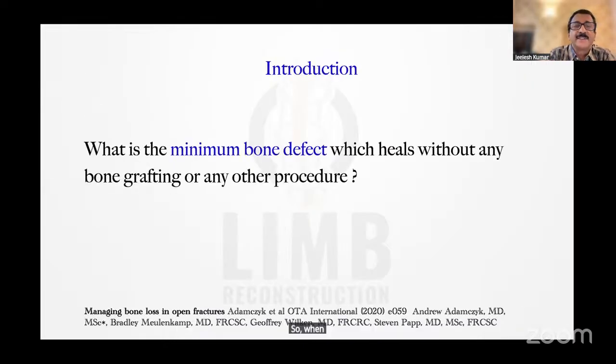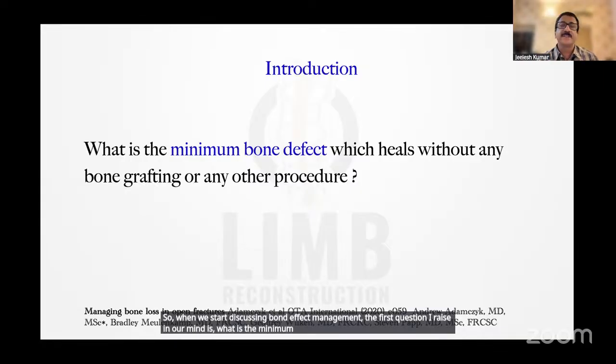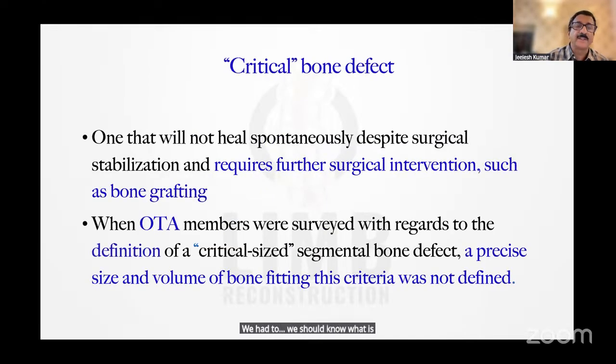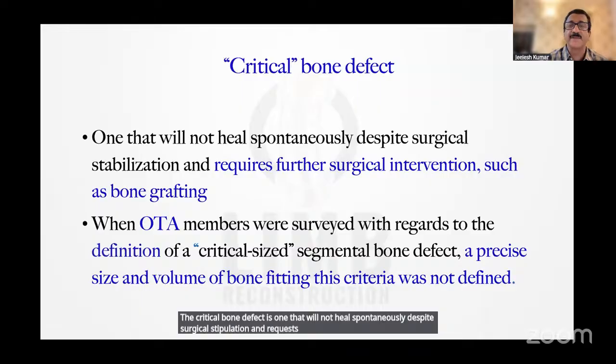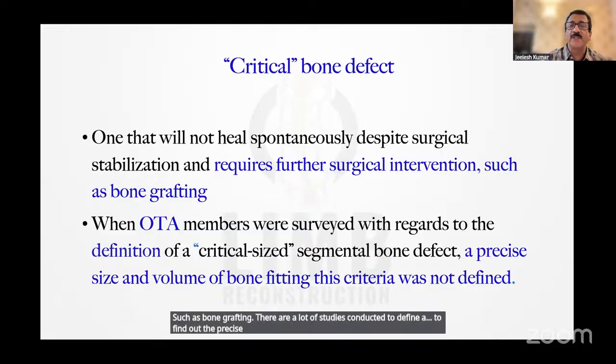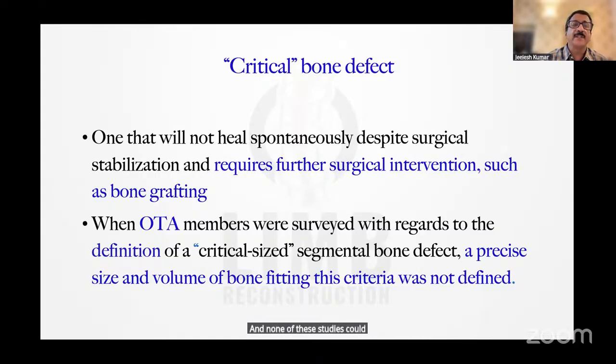So when we start discussing bone defect management, the first question that arises in our mind is, what is the minimum bone defect which heals without any bone grafting or any other procedure? To understand this, we should know what the critical bone defect is. The critical bone defect is one that will not heal spontaneously despite surgical stabilization and requires further surgical intervention, such as bone grafting. There are a lot of studies conducted to find out the precise size and volume of bone fitting this criteria, and none of these studies could define it properly.